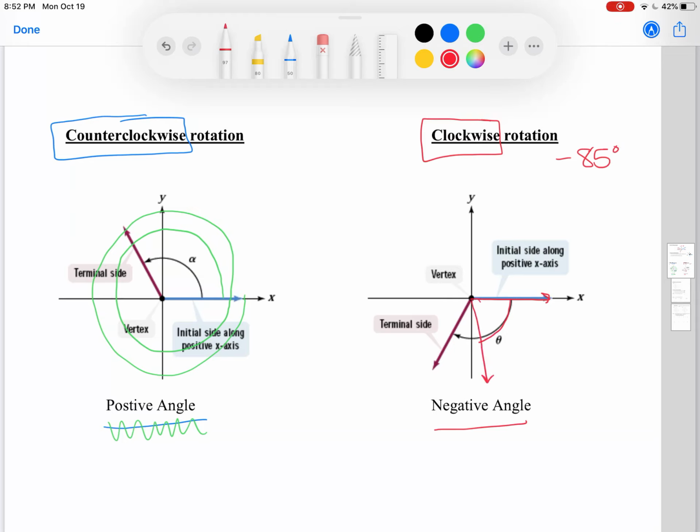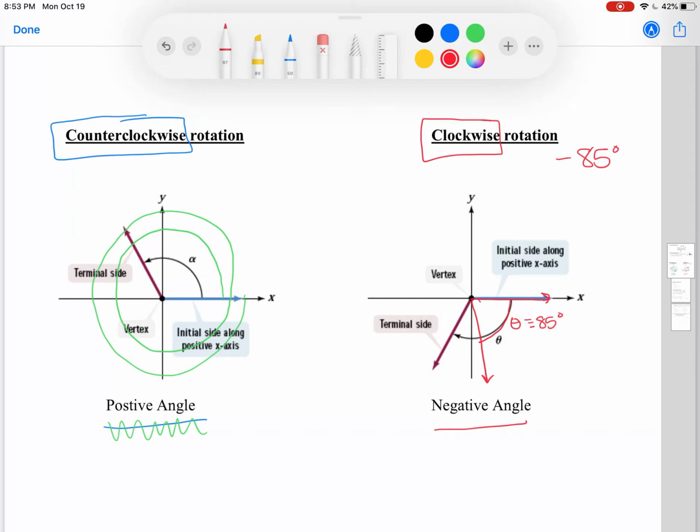So you always start at this initial side, but since we had a negative angle, it's going to stop right before my 90 degrees. And of course, our angle is getting measured by theta, and in our case, it would be negative 85 degrees. Okay, so 2 takeaways from here.